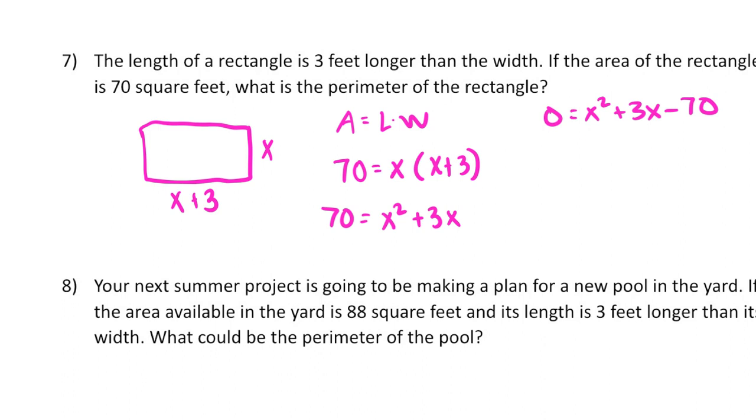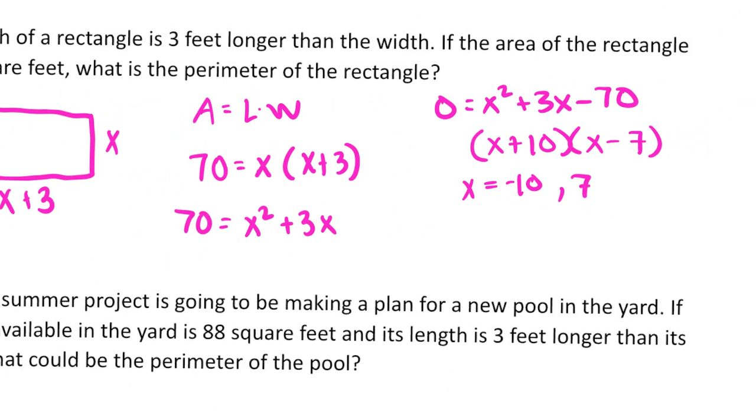And then factor. So the factors of 70 that have a difference of 3, that's 10 and 7. There we go. So we get x equals negative 10 and 7. Now one of those does not make sense. We can't have a negative distance. So we're going to go and say, okay, that one doesn't work. That means my width is 7 feet. If my width is 7 feet and my length is 3 feet longer than that, that means my length is 10 feet.